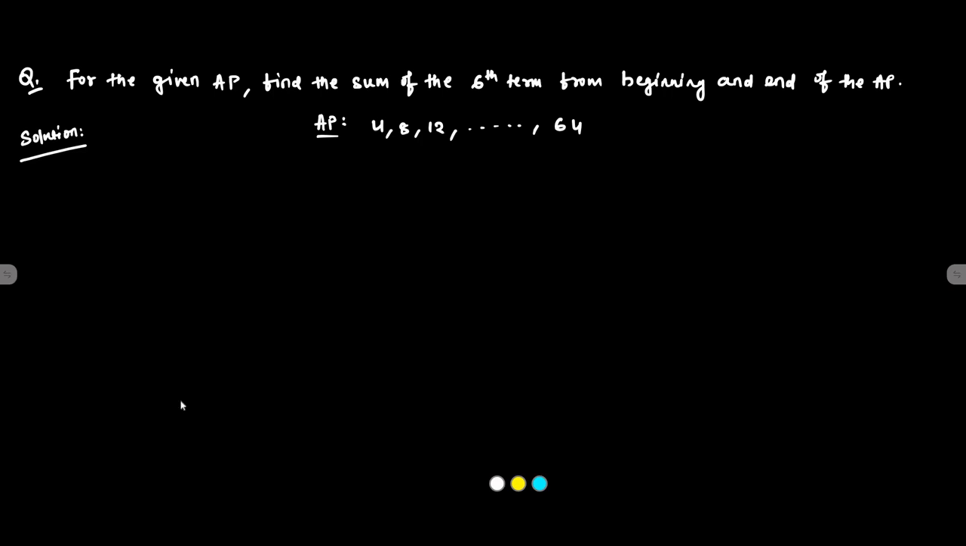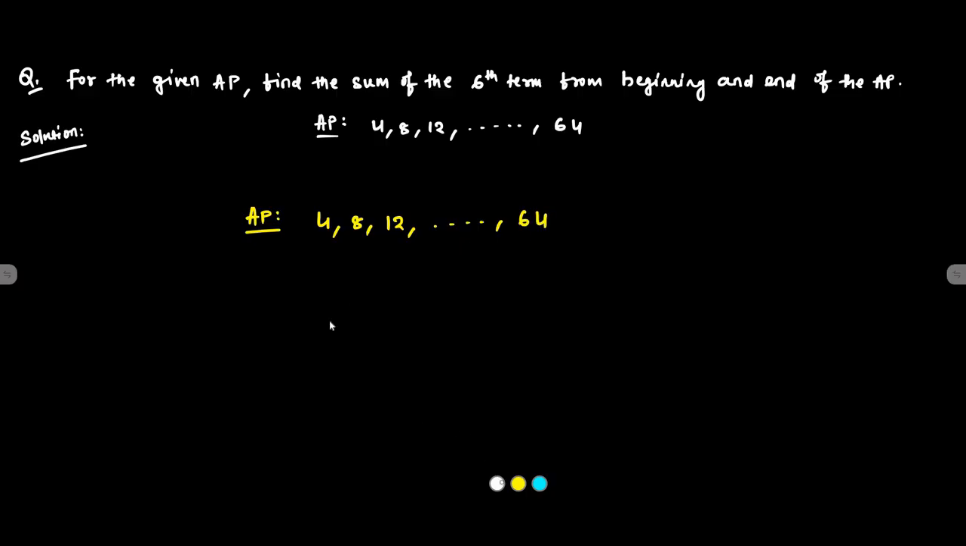So here is another question on the general nth term from the end for a given arithmetic progression. For the given AP, find the sum of the sixth term from the beginning and end. The AP is given by 4, 8, 12 up to the last term, which is equal to 64.